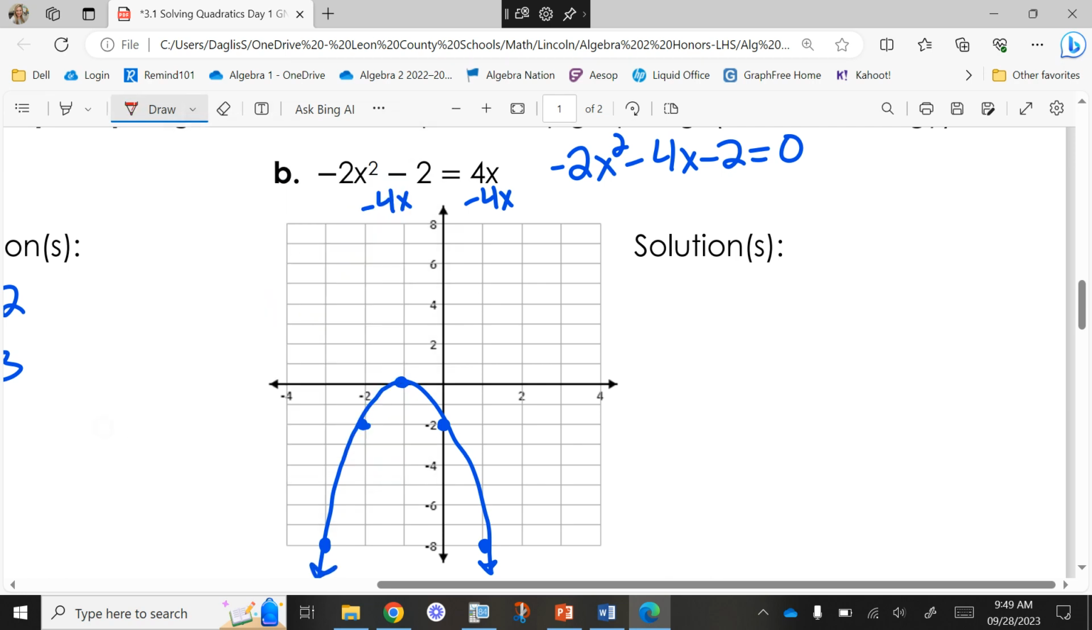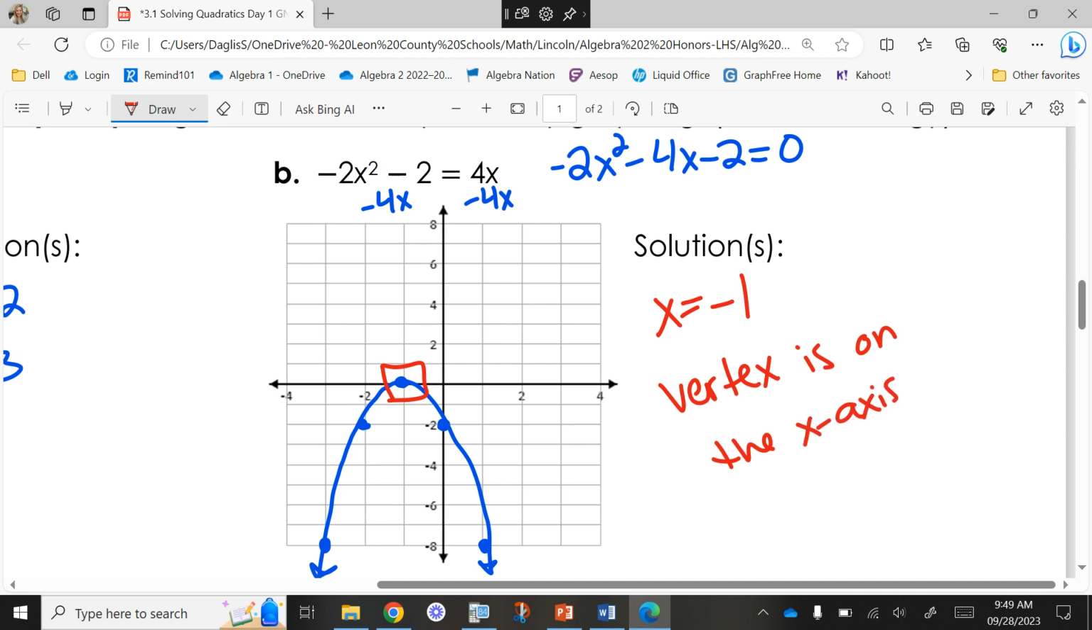And our solution is going to be what? X equals -1. Good, this guy right there. Okay, so this one was special because our vertex is on the x-axis. So that's why I only had one solution. 9 times out of 10, you're going to have 2 of them. This one is special.